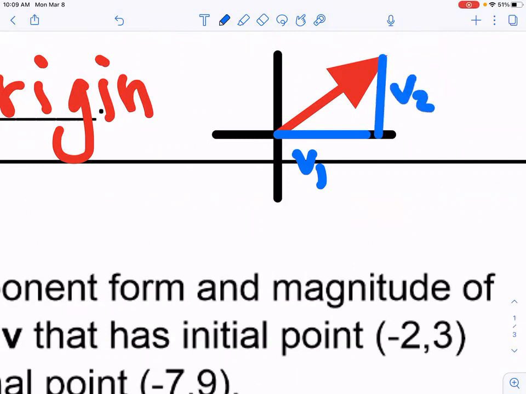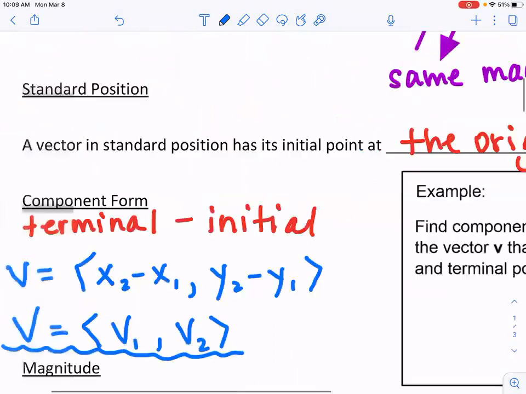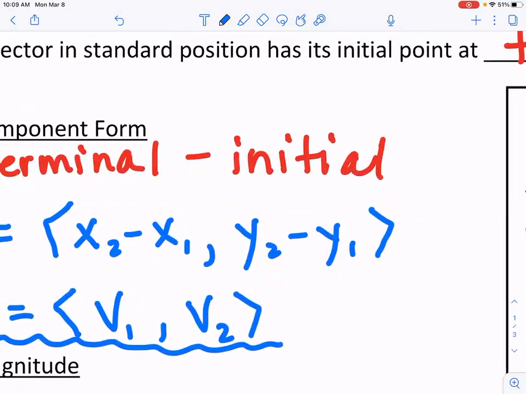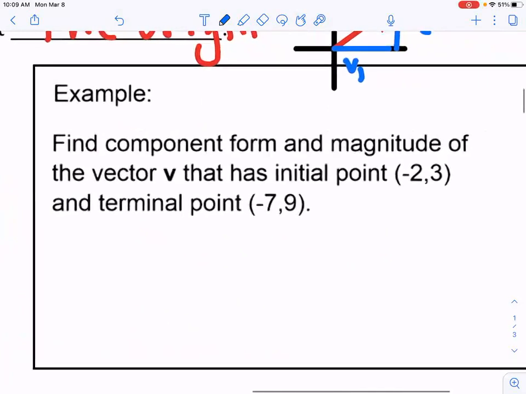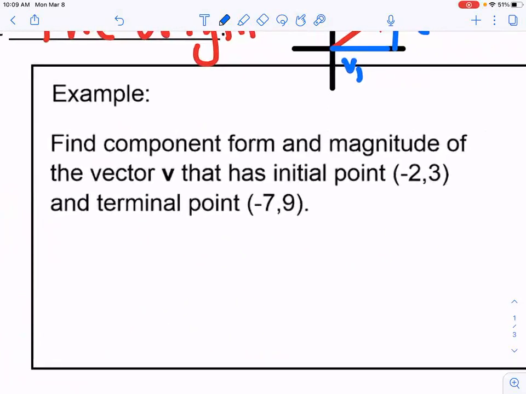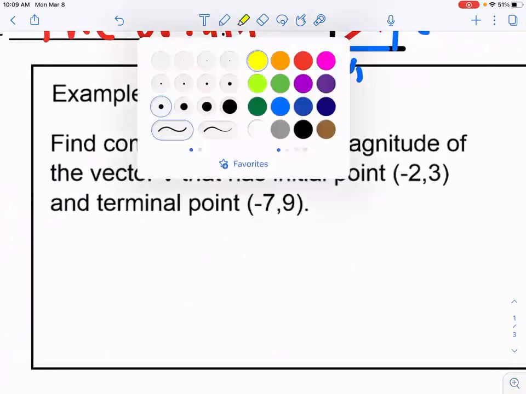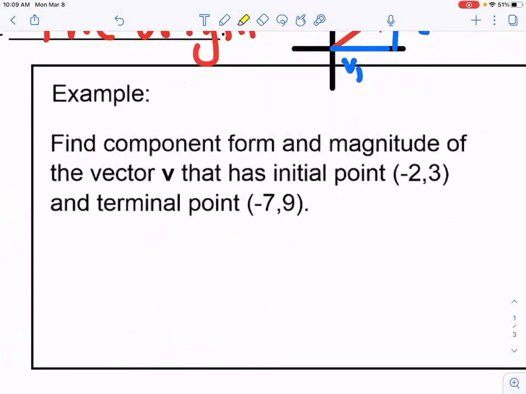Does it mean x2 minus x1? That means if we have a terminal point and an initial point, we're subtracting them in order to get those components. Okay, so let's go ahead and do an example over here, to the right. We have an initial point at (-2, 3) and a terminal point at (-7, 9). Do you notice how V is bolded?